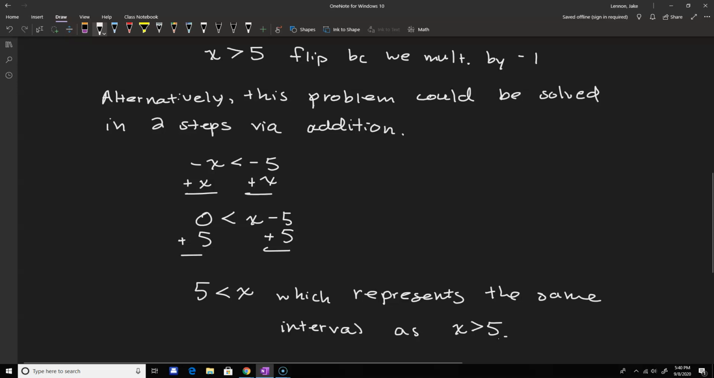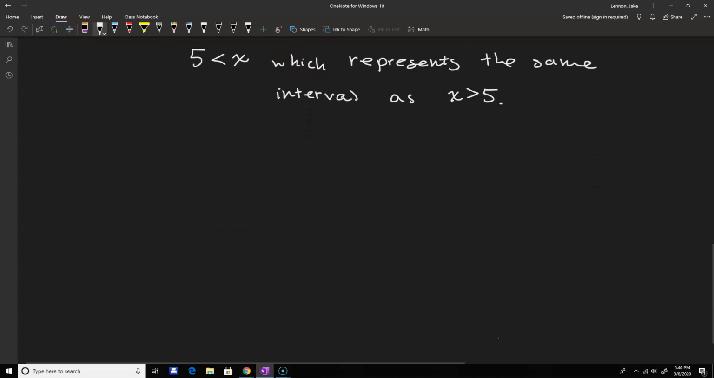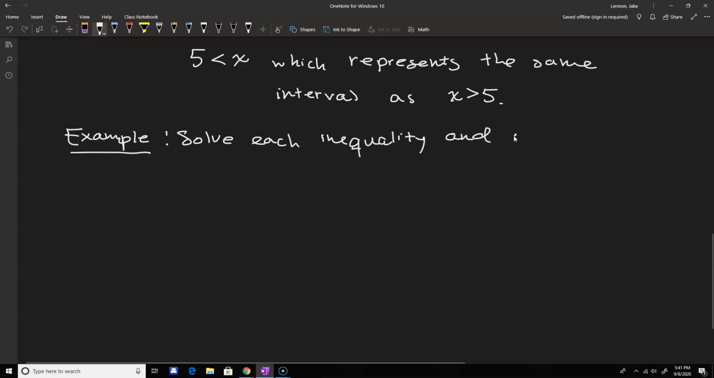That's why that's true. Let's just jump into solving some of the easier ones, and we'll graph the solution sets. So, example: solve each inequality and graph the solution set.